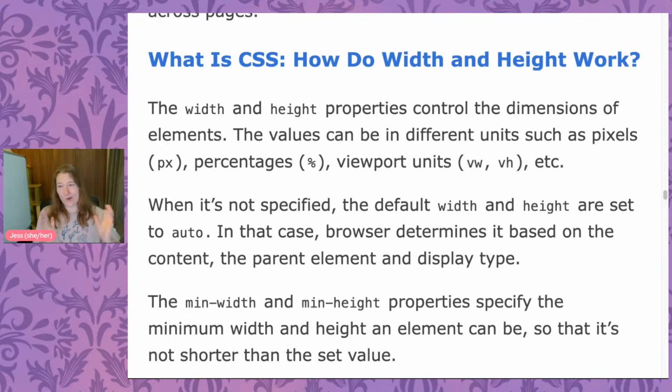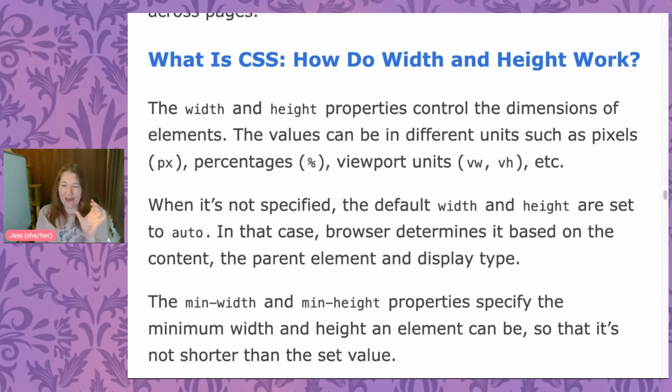When we talk about the width and height properties, these control the size of elements. They could be pixels, px, which are absolute. They could be percentages, which could be the percentage of the parent element. Or they could be viewport units, a percentage of your user's viewport, what they're looking at the website in. When not specified, these are set to automatic, so if you don't say what size an element should be, your browser will decide for you based on what the element is and the parent element. We'll learn more about display type in just a second.